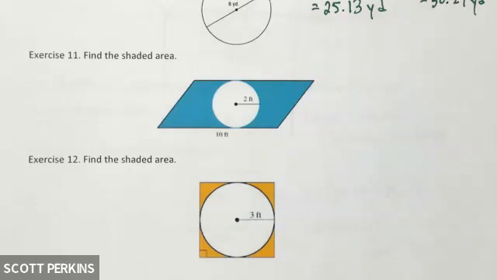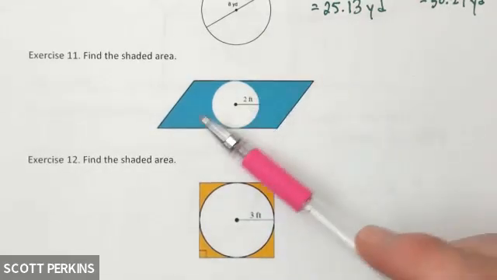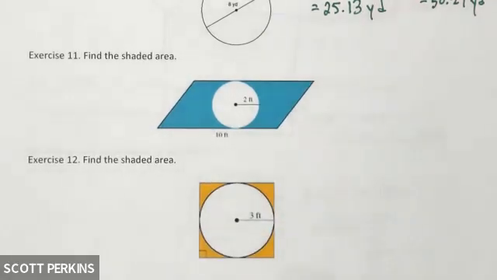Okay, the bigger figure is a parallelogram for sure. And then what else? A circle. Okay. So what I've got here is a parallelogram, and then I've punched a hole in the circle. And so the question is, find the area of the blue area here, the shaded area.